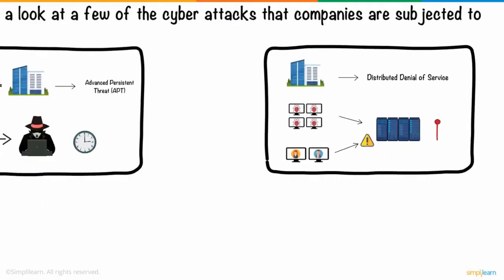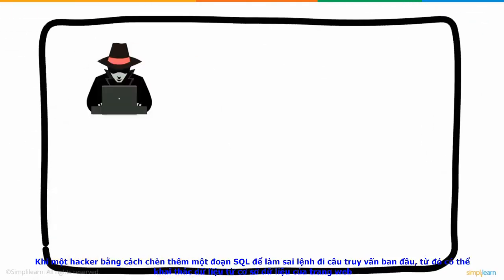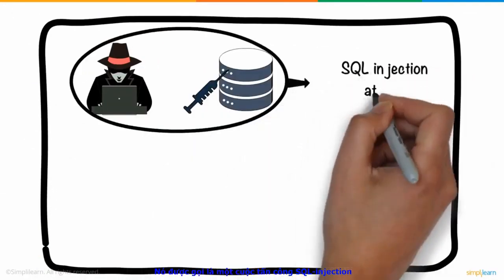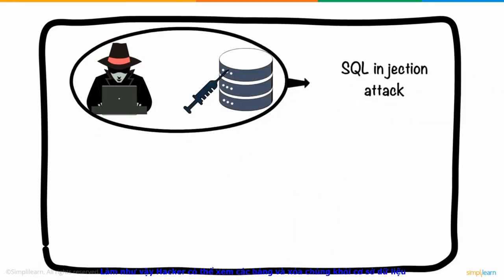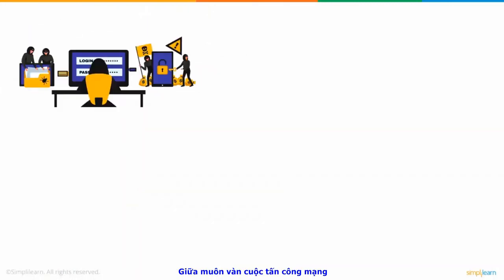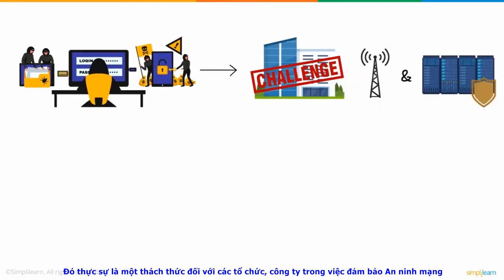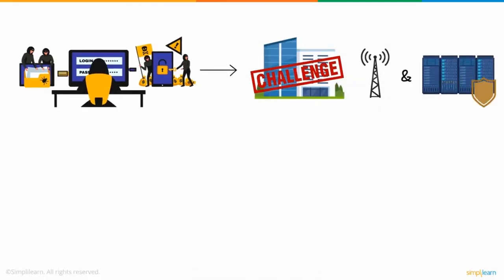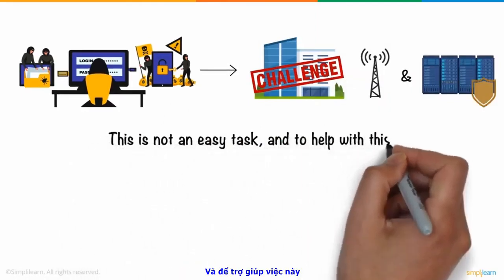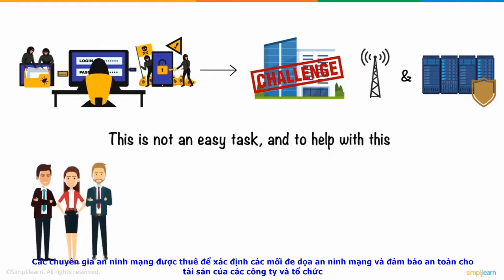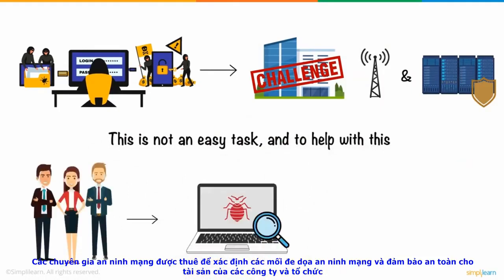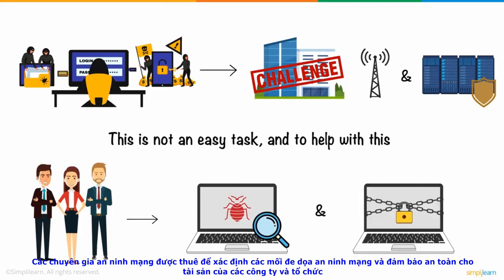When a hacker manipulates a standard SQL query in a database-driven website, it is known as a SQL injection attack. By doing so, hackers can view, edit, and delete tables from databases. Amidst a plethora of cyber attacks, it is indeed a challenge for organizations with several networks and servers to ensure complete security. This is not an easy task, and to help with this, cybersecurity professionals are hired to work on identifying cyber threats and securing a company's network.